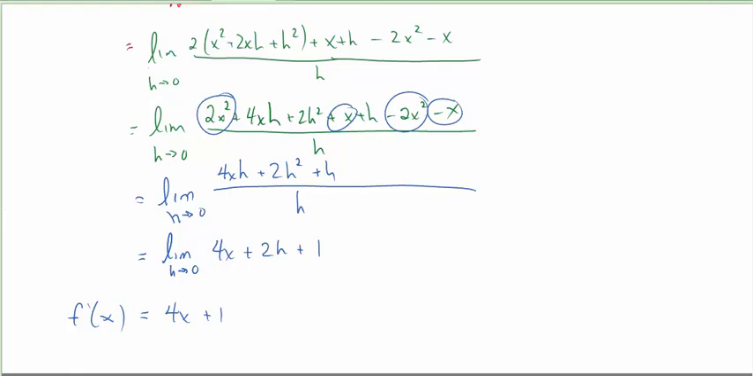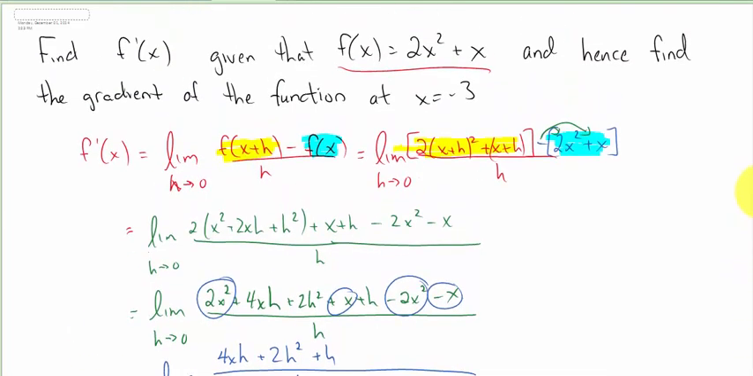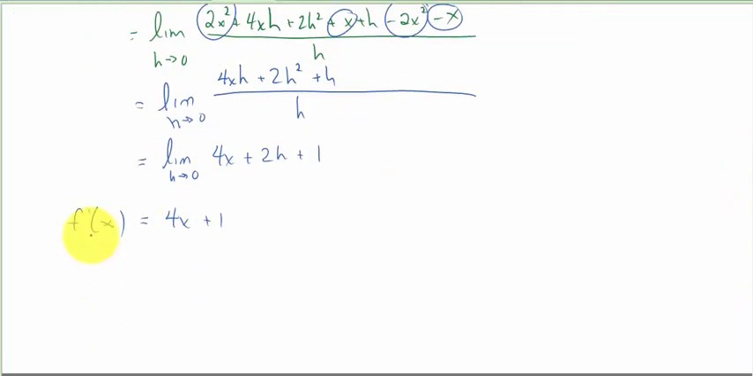So now, what was the other part of this question? It said find the gradient of the function at x equals -3. So this means we want the derivative evaluated at -3. So 4 times -3 plus 1 is -11. So the slope of this quadratic function at x equals -3 is going to be -11. That tells us that this quadratic is very, very steep and decreasing at that point.